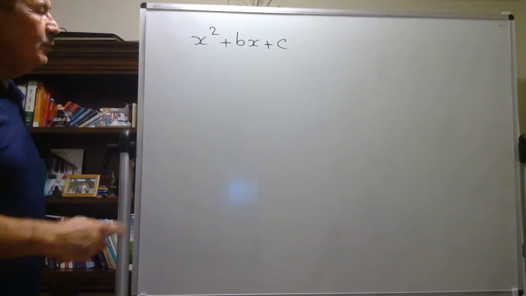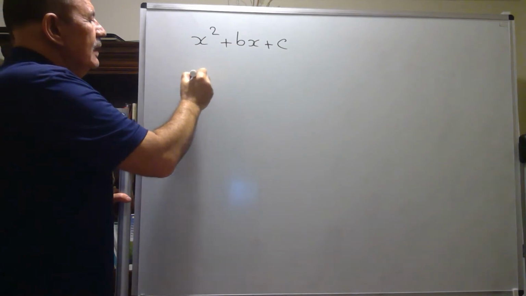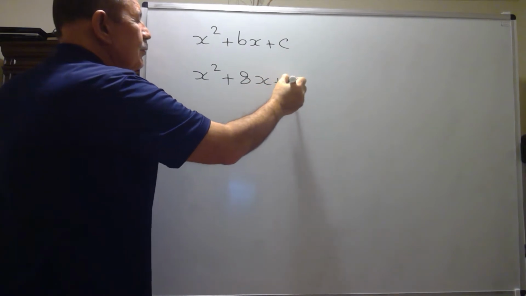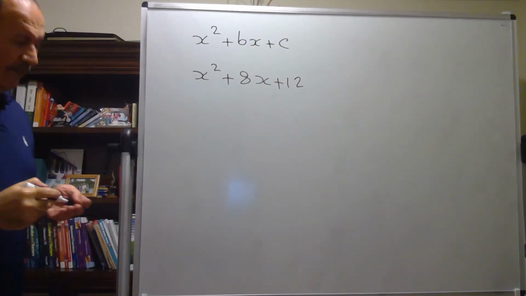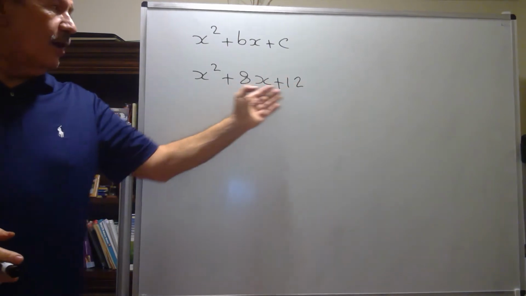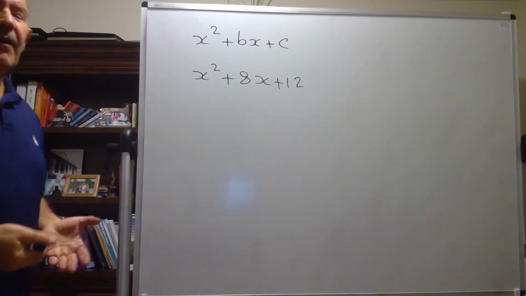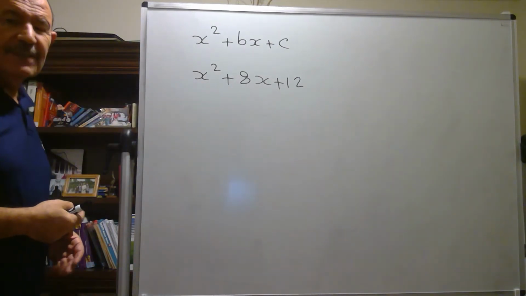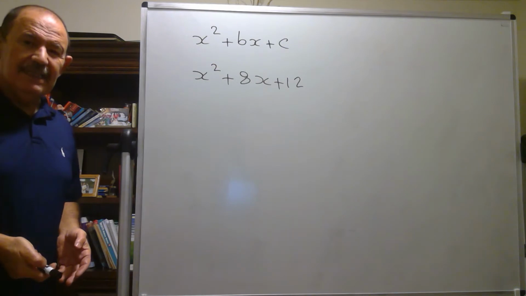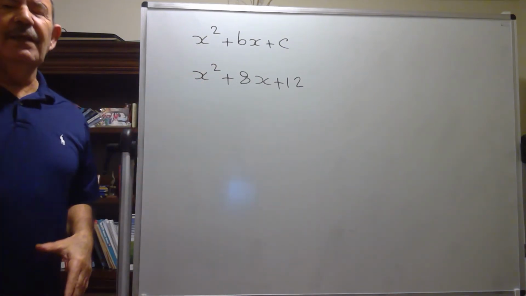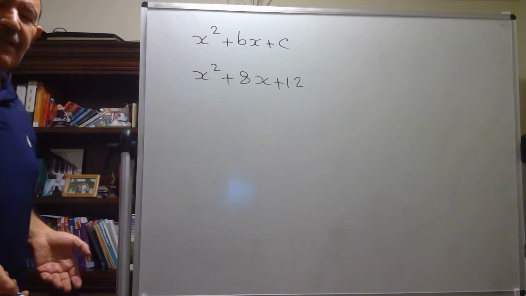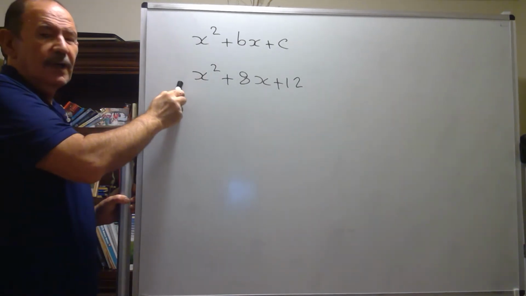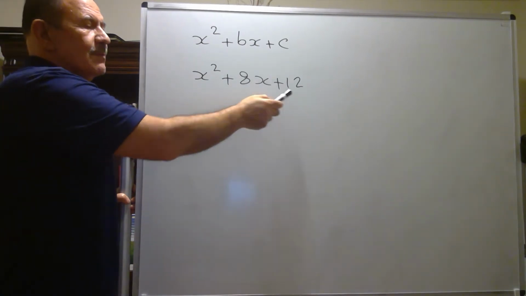I'm going to use an example. Let's use this one: x squared plus 8x plus 12. I want to factor this one. At first look, there is nothing common between these three terms. Remember, always pay attention and look. If there is something in common, take it out first, because the next step becomes easier. Not all trinomials are factorable. Sometimes they are not factorable. But as you see, the coefficient of x squared is 1, and we have 8x plus 12.